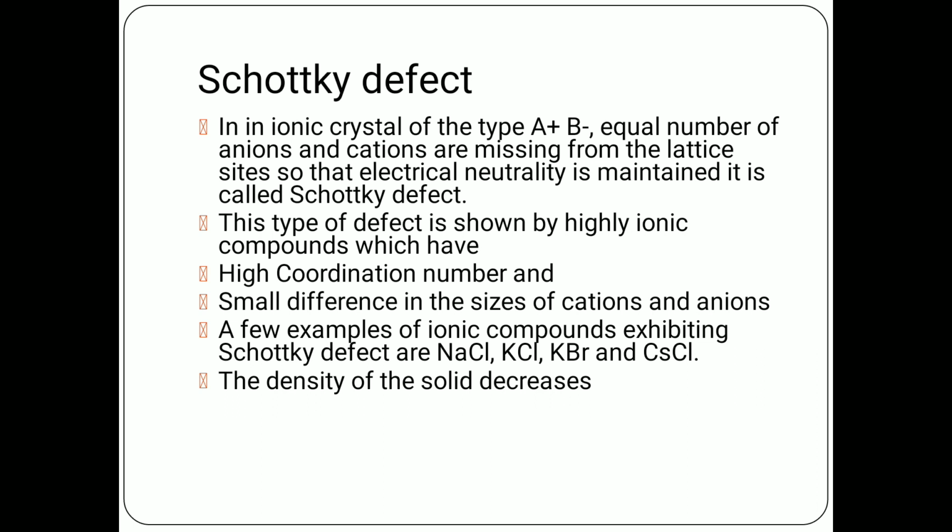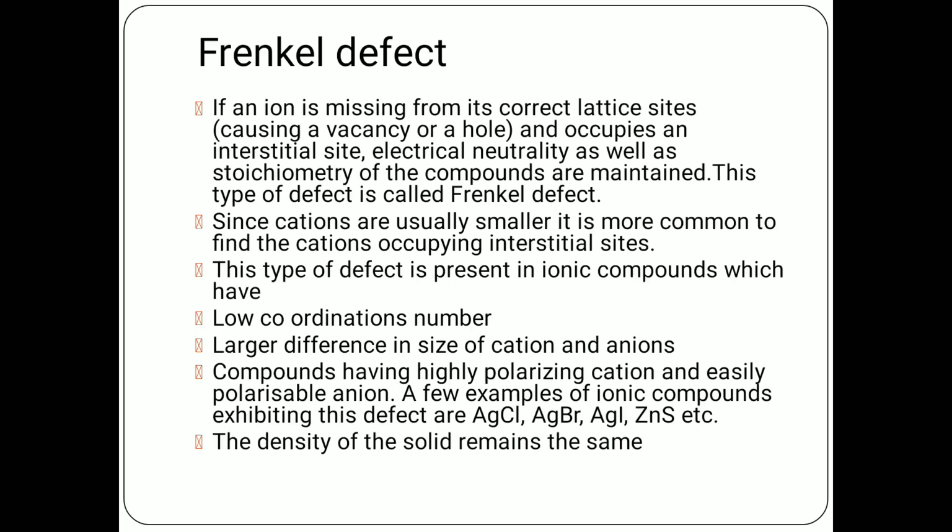So the elements at the extreme left of the periodic table and the elements at the extreme right of the periodic table, when they combine, such ionic compounds will exhibit Schottky defect. Examples are NaCl, KCl, KBr, cesium chloride, etc. So what happens to density? Quite a simple logic: because the particles are lost, mass decreases, that's why density decreases.